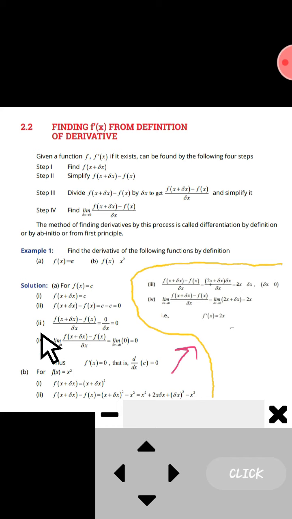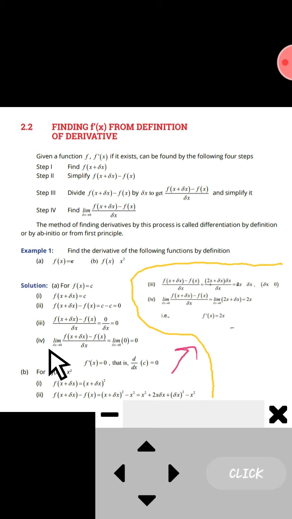Step number 3: f of x plus delta x minus f of x upon delta x is equal to, because we know that f of x plus delta x minus f of x is equal to 0, here it will be 0 upon delta x, which is equal to 0. Now we have the fourth step, in which we will put the limit. The limit as delta x tends to 0 of f of x plus delta x minus f of x upon delta x is equal to the limit as delta x tends to 0 of 0, which is equal to 0.